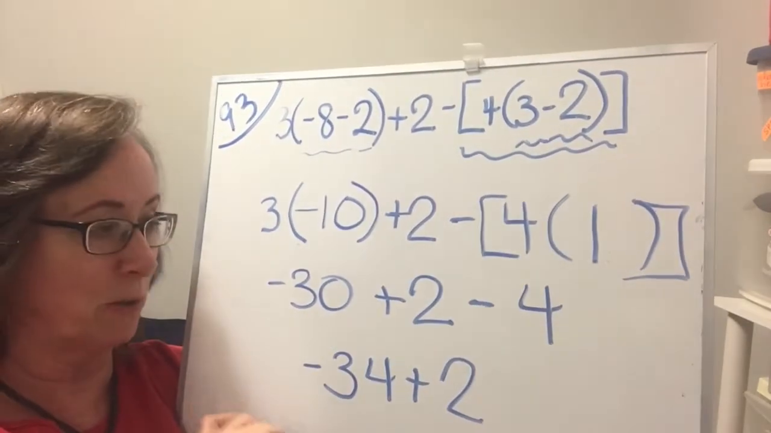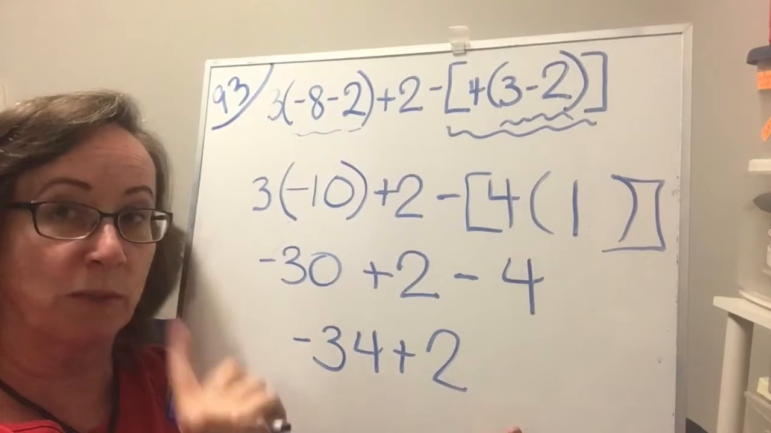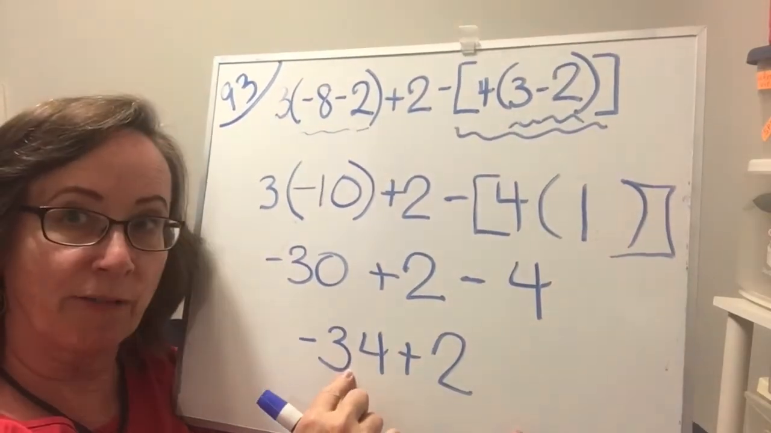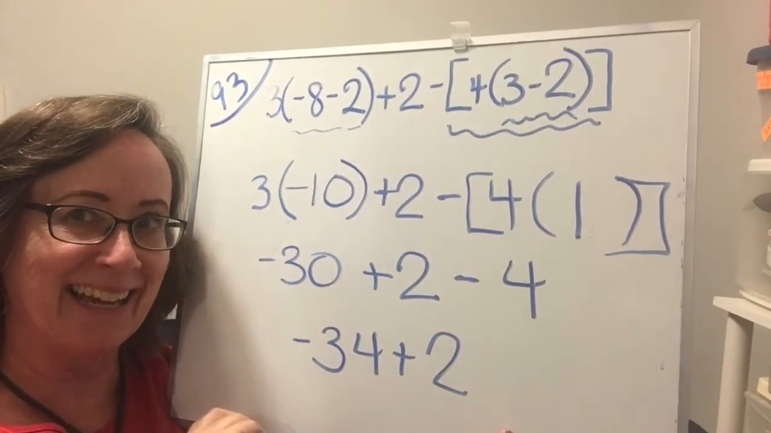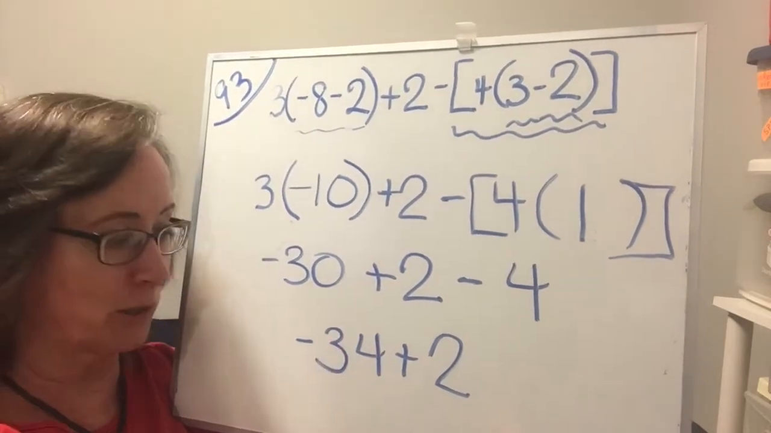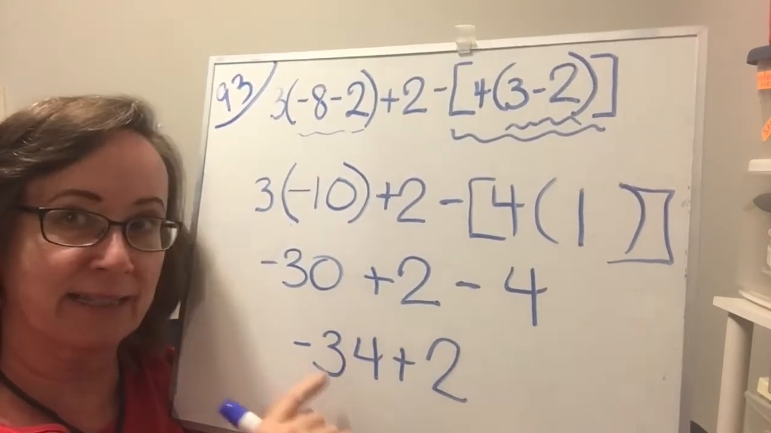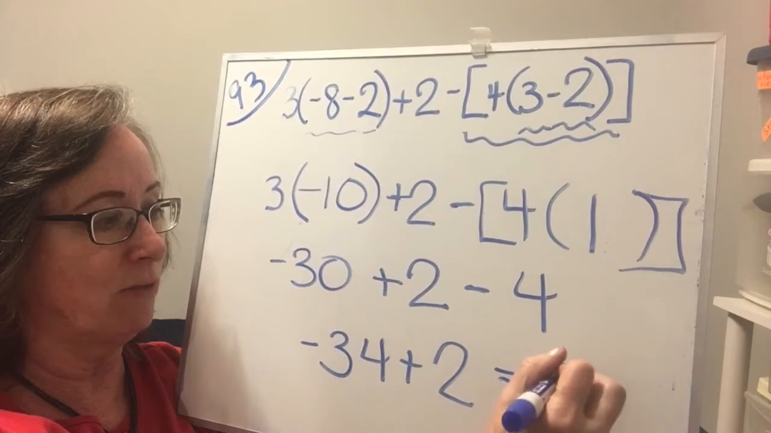Now you can do it a different way. You could do it in pieces. We'll do it both ways. So negative 34 plus a 2, opposite signs. So we're going to go two different directions, aren't we? We subtract and take the sign of the bigger and get negative 32.